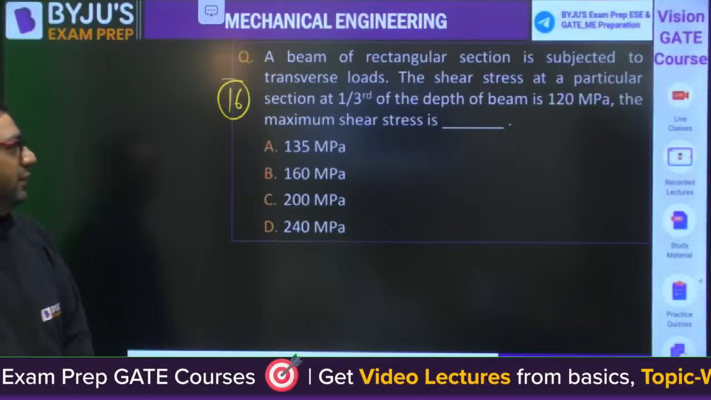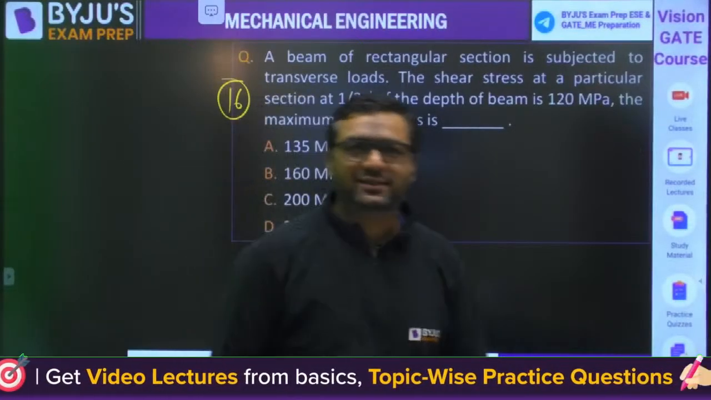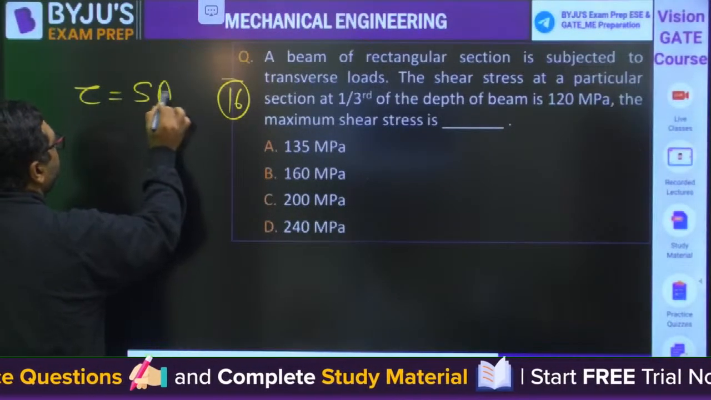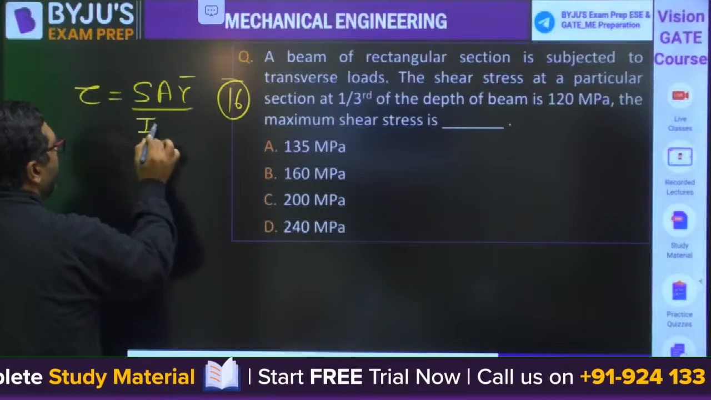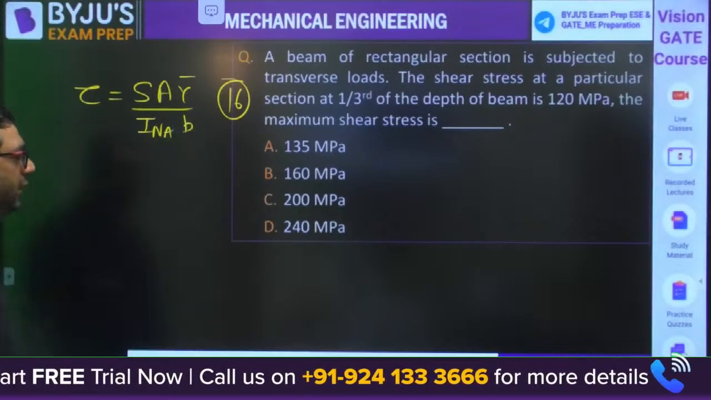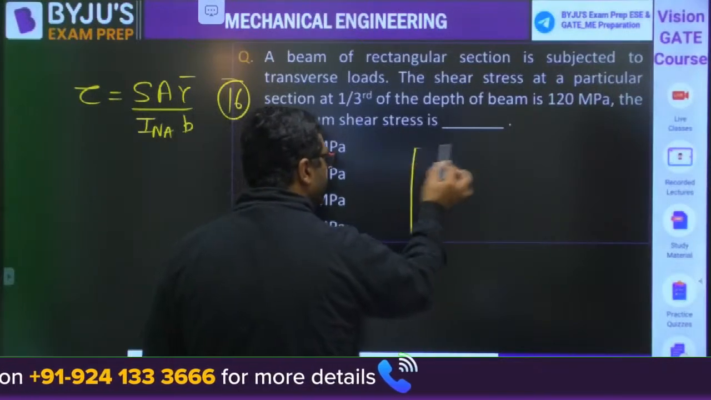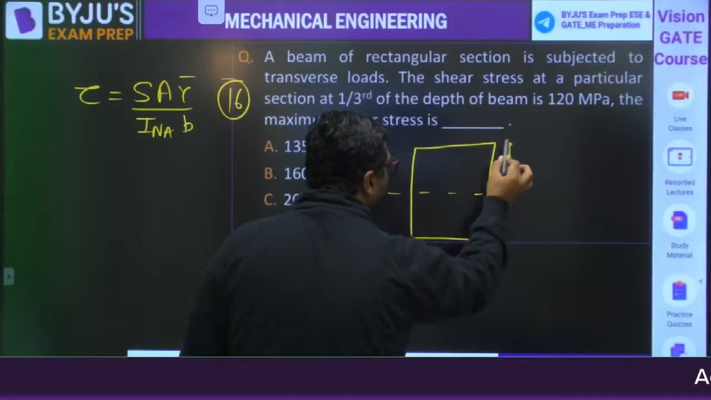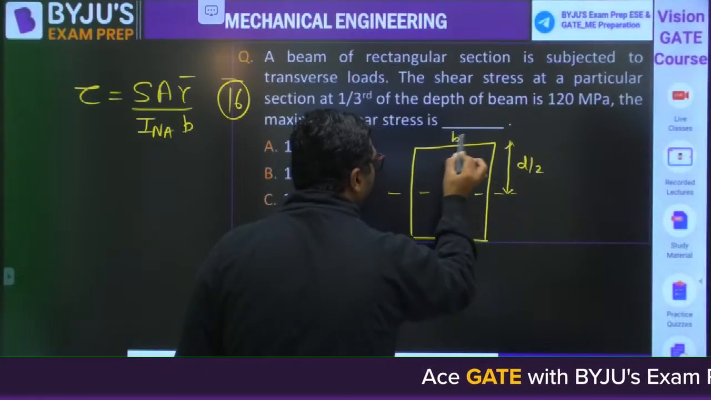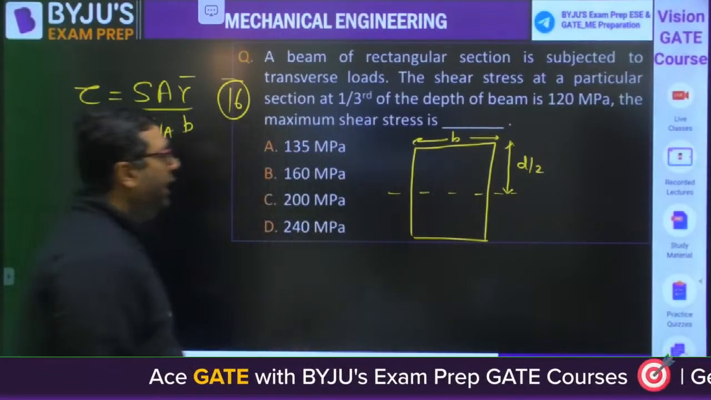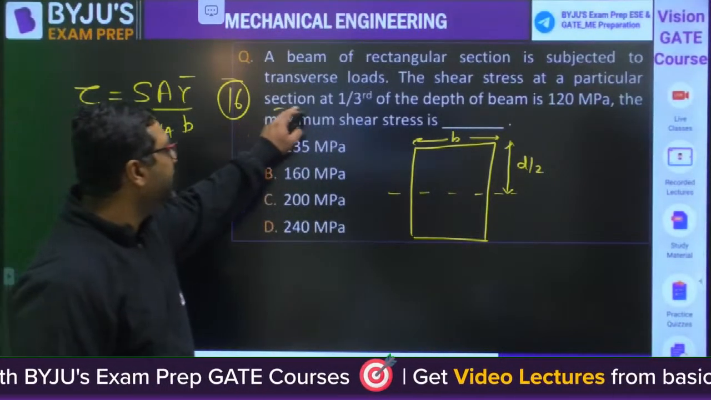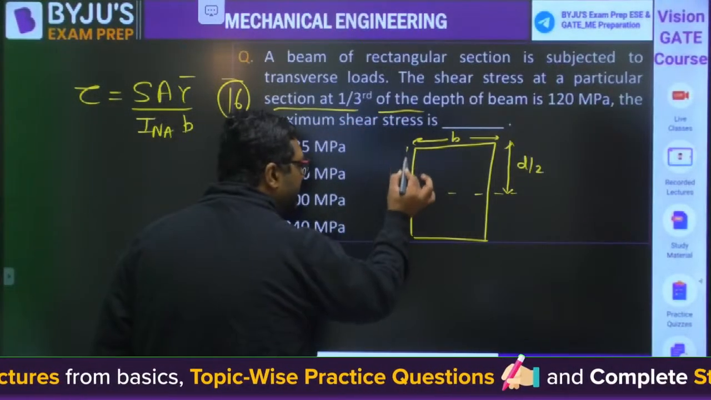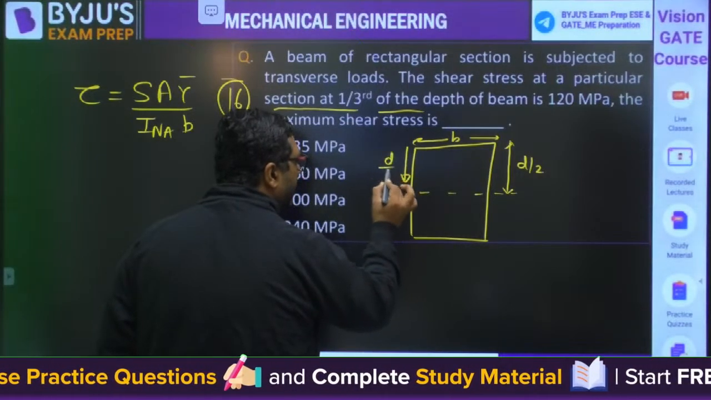16. So they are asking you the maximum shear stress. You know the formula for shear stress is S A Y bar upon I B. The cross section given is rectangular in nature. For rectangular, this is D by 2, this is width. And they have said the shear stress at a particular section 1/3 of the depth of the beam. So 1/3 of the depth of the beam is this, D by 3.